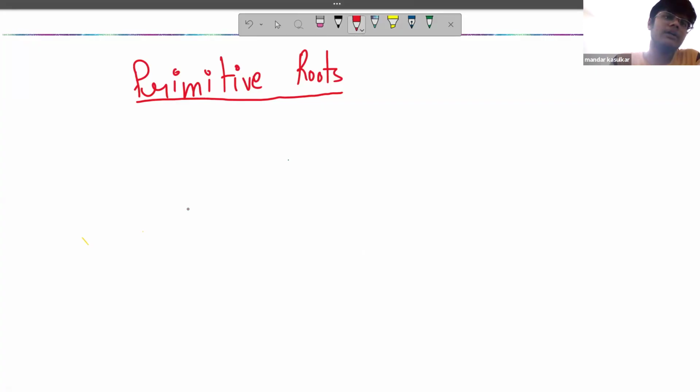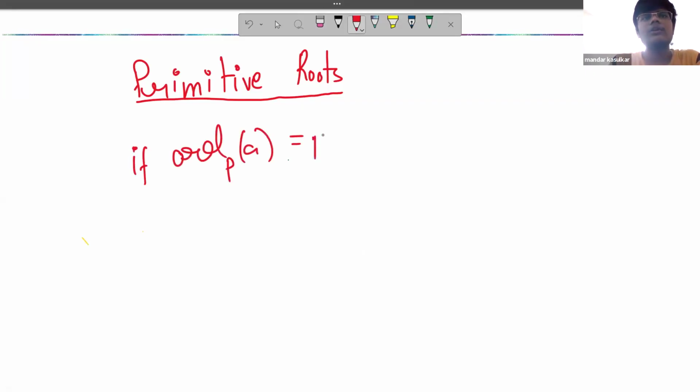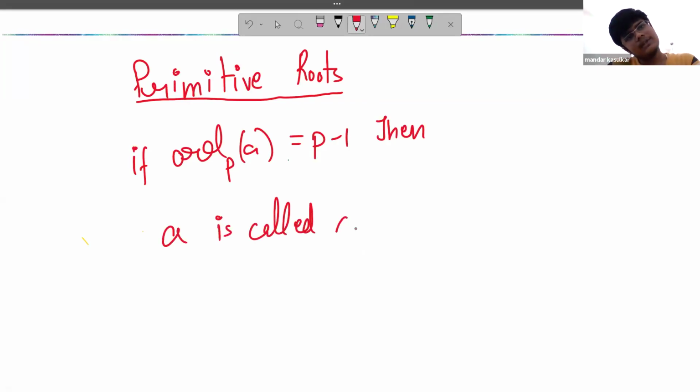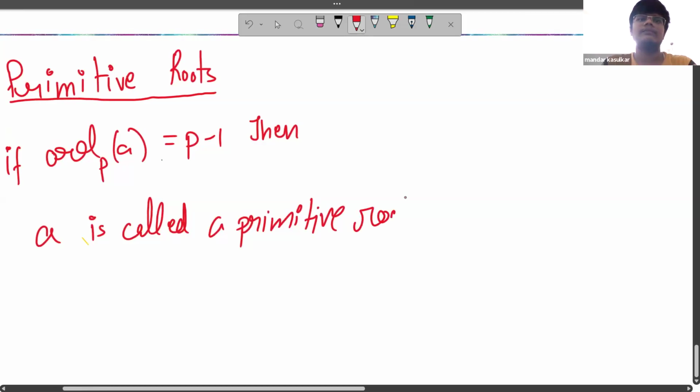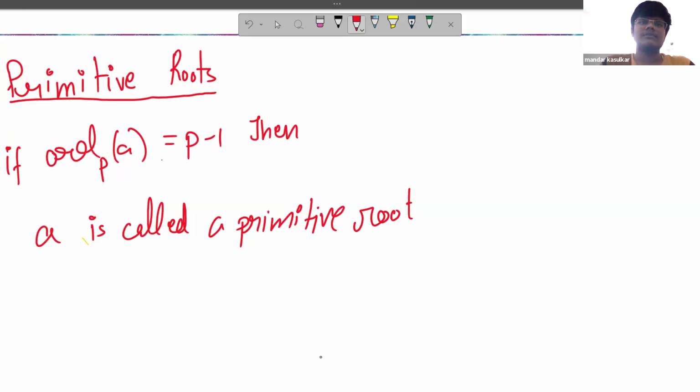So, in simple terms, if the order of a modulo p is equal to p minus 1, then a is called a primitive root. Primitive root. Can someone tell me why this is interesting?